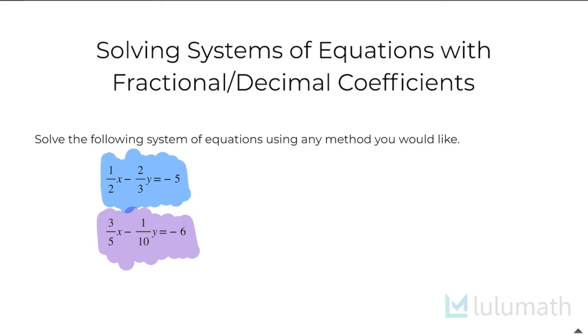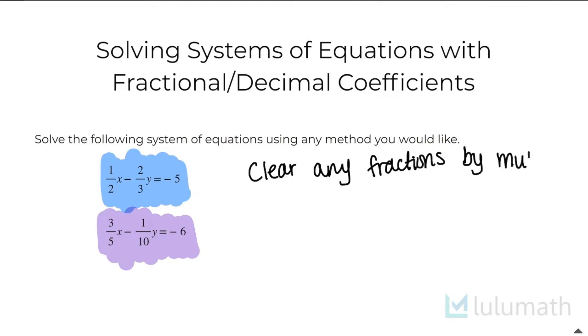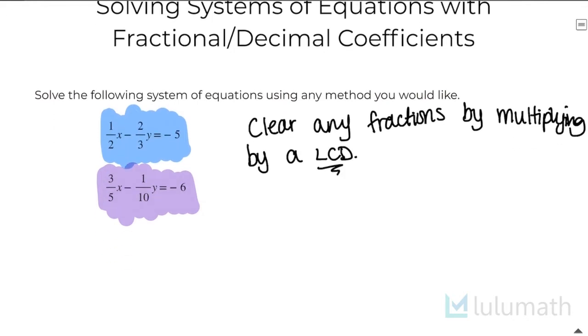Whenever we have fractions, our best bet is to clear any fractions by multiplying by a least common denominator, okay? And this least common denominator is going to come from the least common multiple, which is what we talked about in our systems with elimination.